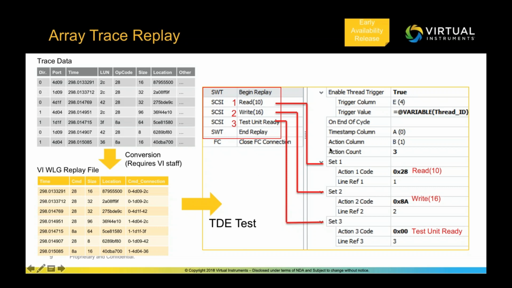Now, by default, you want to use the same exact opcode, right? If you see that it's a 28, you do a read 10. If it's 8A, you do a write 16. If it's a 0, you do a test unit ready, right? However, if you understand, and most of you on this call are familiar with how TDE works, there's nothing stopping you from saying, you know what, anytime I observe a 28 opcode in the replay data, I don't want to do a read 10, I want to do a read 12 instead, or I want to completely do something different like a BAI command, right?